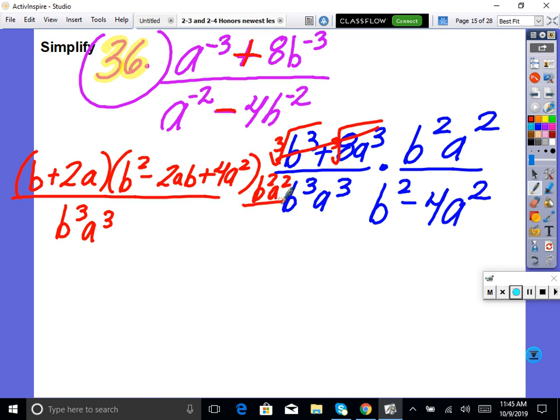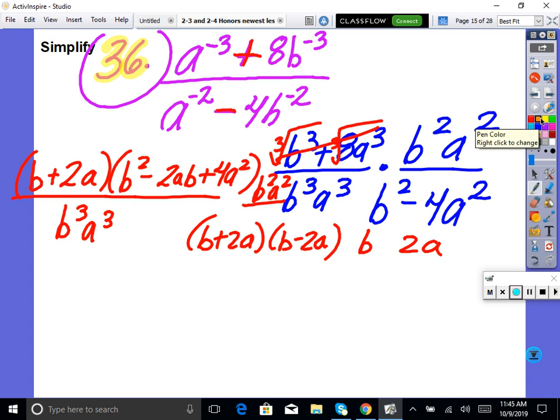Then what does this factor to be? Two perfect squares, b and 2a, true? b plus 2a, b minus 2a. Okay, let's start dividing out exact factors. b plus 2a, b plus 2a. b squared and a squared, b cubed and a. So let's just do the b's separately. If there's two b's on top and three on bottom, won't there only be one b on bottom? And one a on bottom?